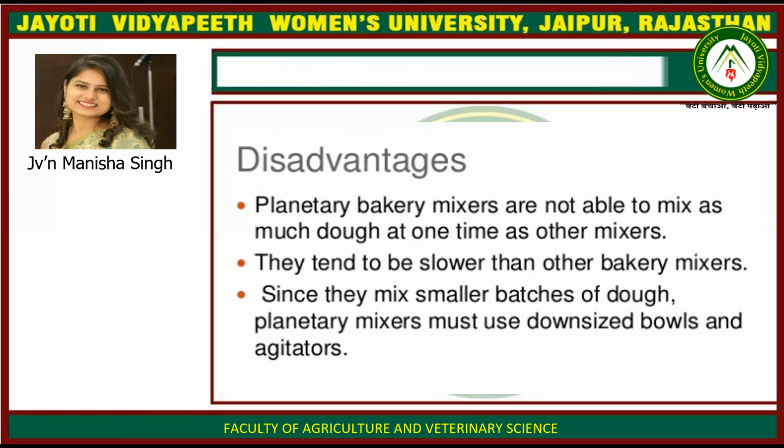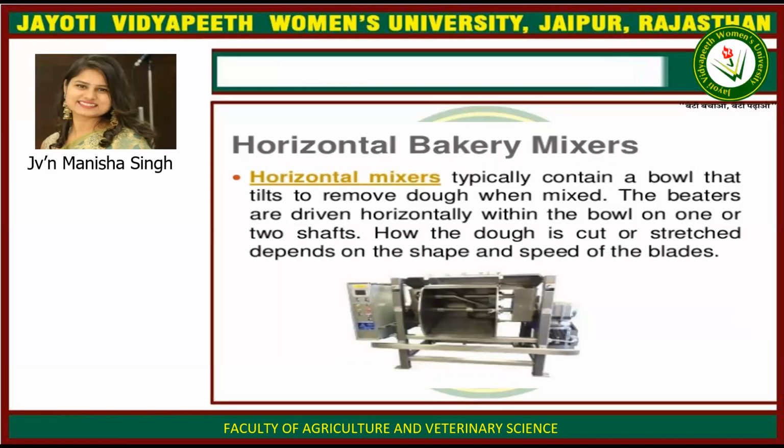Then disadvantages. Planetary bakery mixers are not able to mix as much dough at one time as other mixers. They tend to be slower than other bakery mixers. Since they mix smaller batches of dough, planetary mixers must use downsized bowls and agitators.